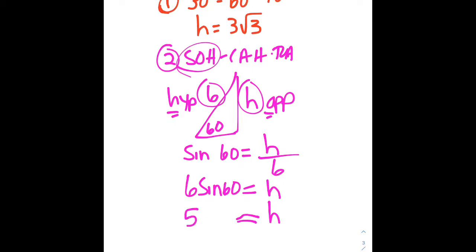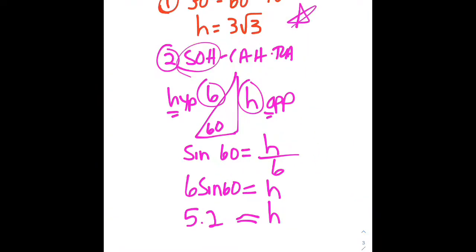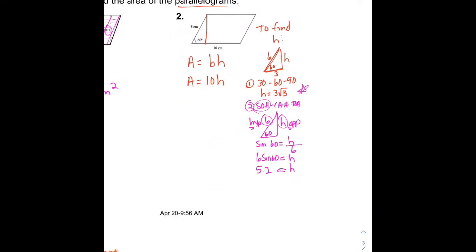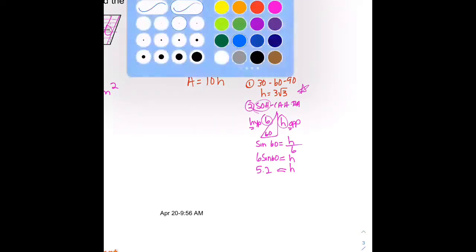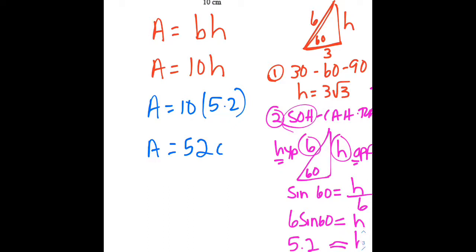And if you're wondering, okay, Nat, what if I decide, however, to use special right triangles? Well, let's notice that 3 root 3 is also the same value. So we had to do all of that work to find H. So now I can go back to my original formula and type in 10 times 5.2, just move the decimal over, so we get 52 square centimeters.